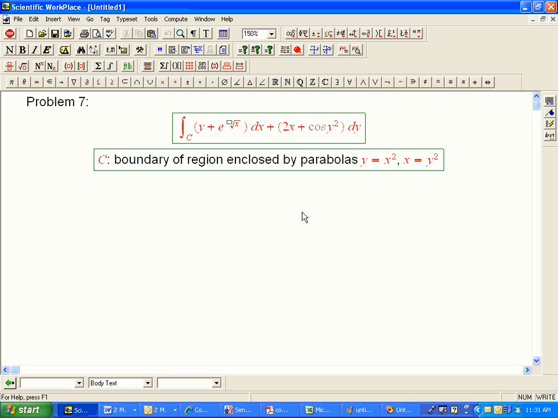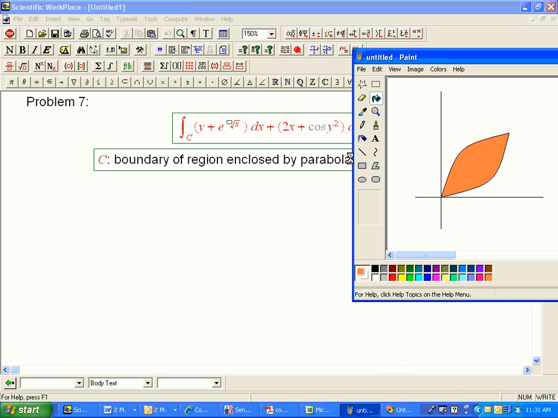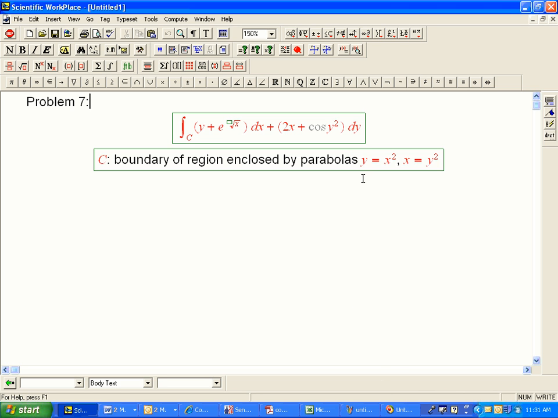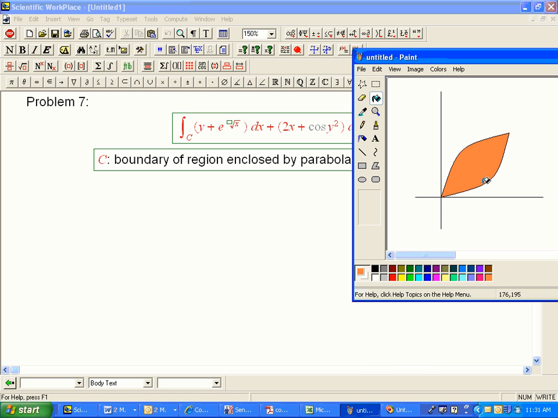So we've got the region enclosed by the parabolas, y equals x squared, x equals y squared. And so that's going to be in the first quadrant. Paint doesn't do parabolas real well, so these don't really look like parabolas, but qualitatively it's the right kind of region. Y equals x squared, x equals y squared. They meet at 1, 1. And what we're looking at is the region in here, the orange, and we're looking at the boundary of that.